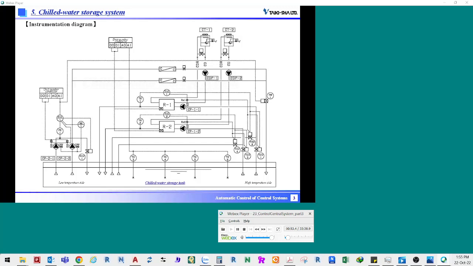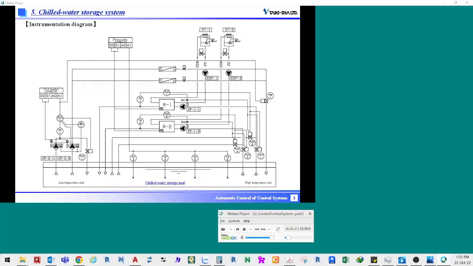Chilled water storage system has a primary chilled water source consisting of a chiller, a primary chilled water pump, a cooling tower and a condenser water pump. The open-type storage tank stores the thermal energy of chilled water generated by the primary chilled water source. Chilled water is supplied by multiple secondary chilled water pumps on the load side.